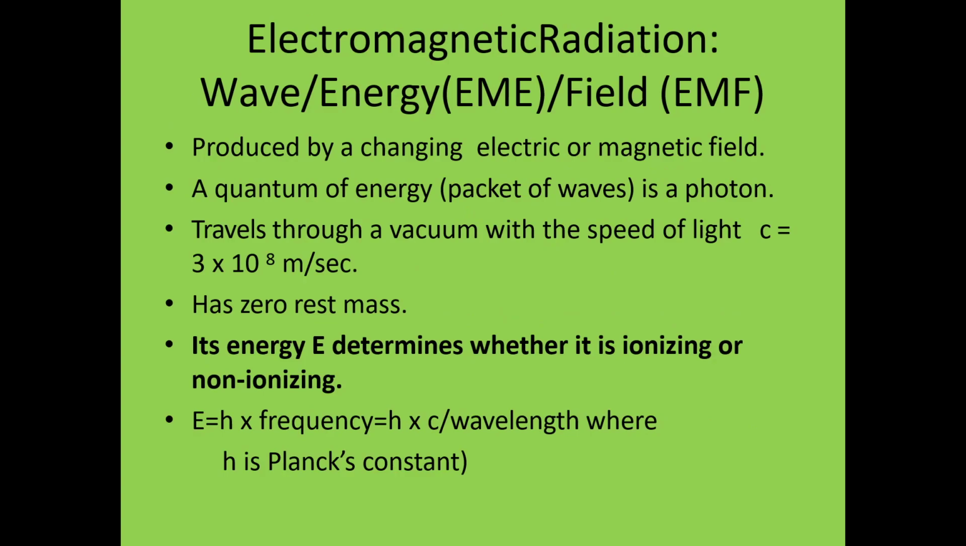So, electromagnetic radiation or wave. So, yun nga, binanggit natin kanina na, it's either gamma or X radiation. So they are produced by a changing electric or magnetic field.